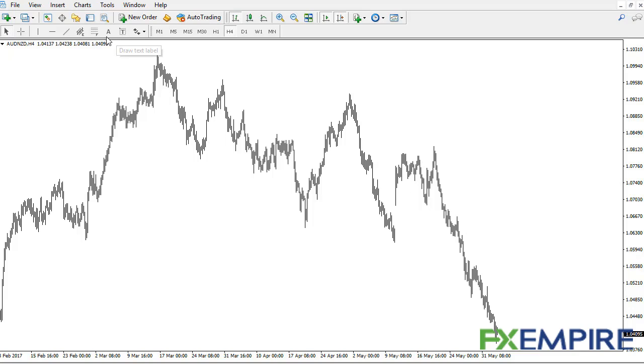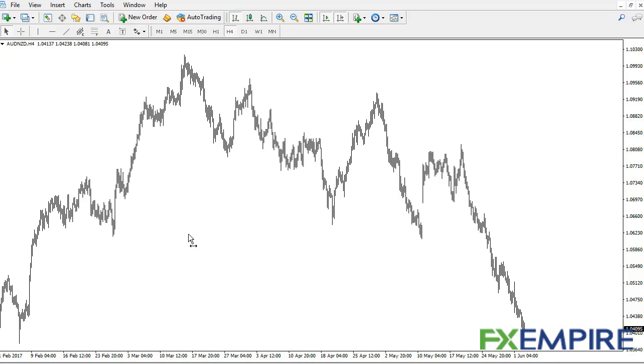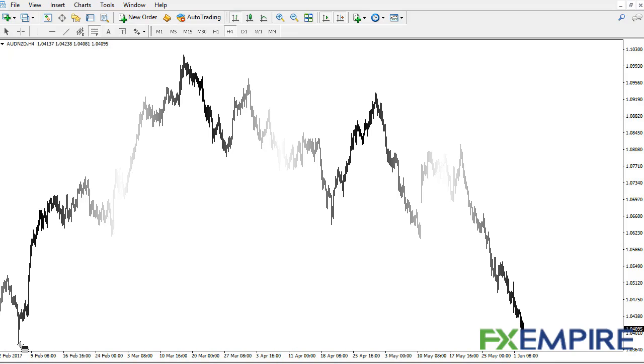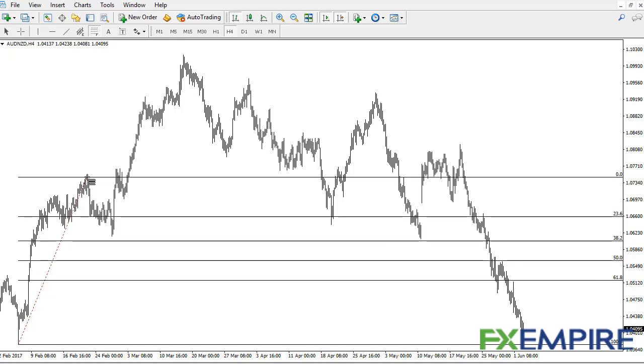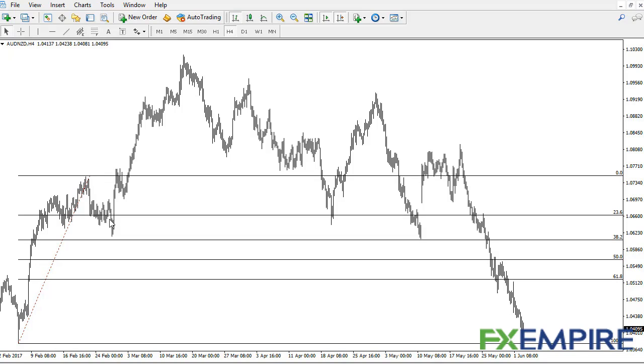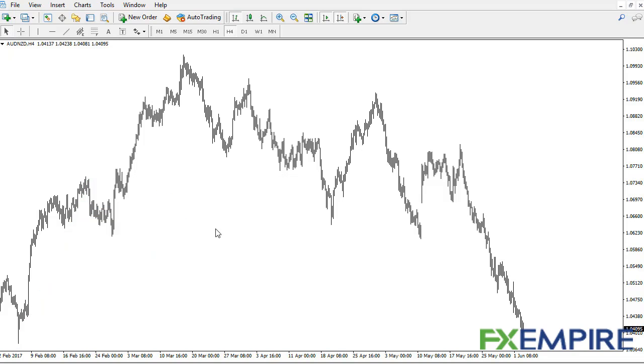Now, it can work in either direction. There's no directionality to the validity of it. You can see that this move higher found the 38.2 level supportive and then broke even higher. So that's basically how Fibonacci retracement works. It's just giving you an idea of where the trend may continue on a pullback. It's a good way to think of it.